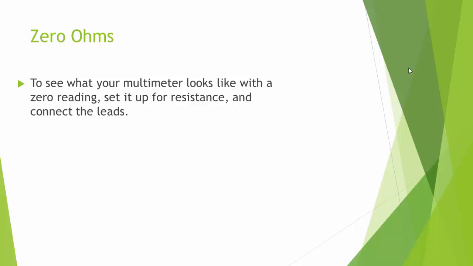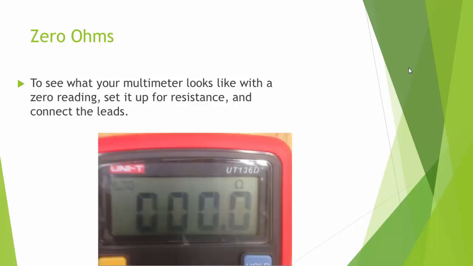So if you want to see what a 0 reading is, set your multimeter up for resistance and connect the leads directly together. So push the two leads directly together so the resistance between them is 0. And in my multimeter I use for this picture, the reading of 0 looks like this. So you can see the units are shown above the screen in ohms, and it's 0.0 ohms.